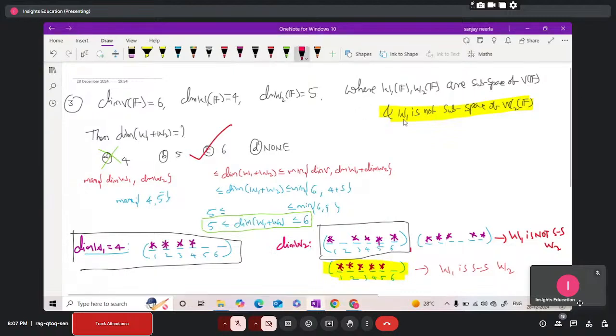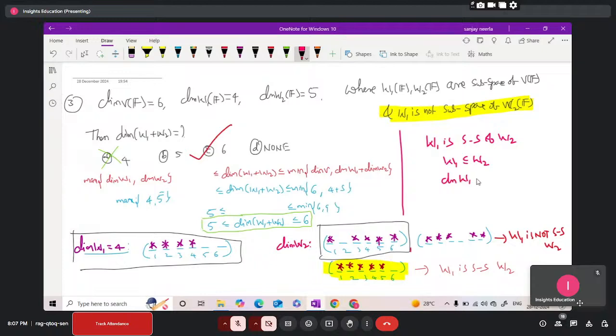ఓకే, ఇక్కడికి వచ్చేద్దాం. ఈ స్టేట్మెంట్ చూడండి. సపోజ్ W1 is the subspace of W2. Definitely the subset and the dimension of W1 must be less than or equal to dimension of W2. Obviously we'll get 4 less than or equal to 5. If it is not a subspace, అప్పుడు ఏంటంటే కొన్ని కామన్ ఉండేవి మేడం, కామన్ తీసేస్తాం.